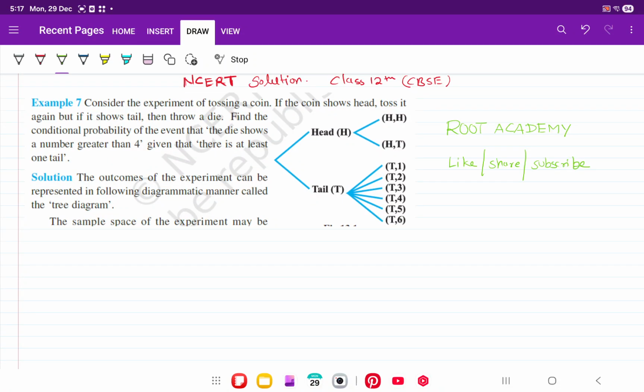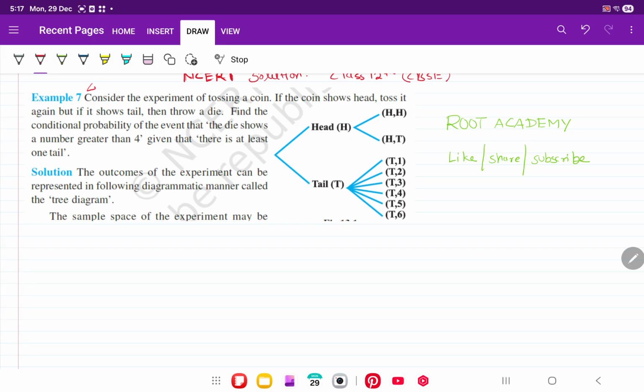Hello everyone, we are doing example 7 from NCERT. You will find this question on page number 412 of NCERT. So let's solve it. Consider the experiment of tossing a coin. So you are tossing a coin, so you will get either head or tail, two possibilities. Both possibilities will be equally probable, half each.